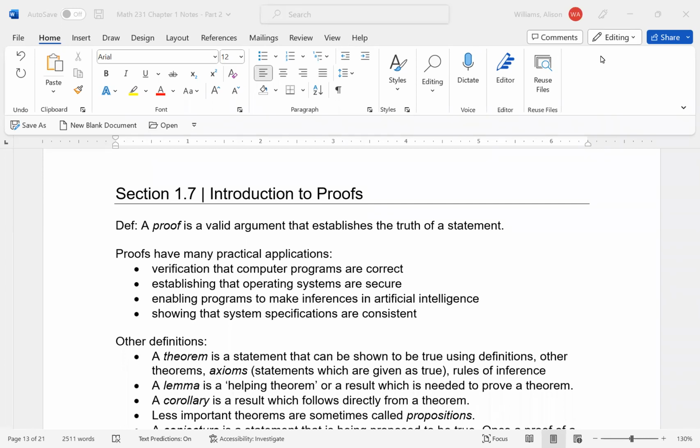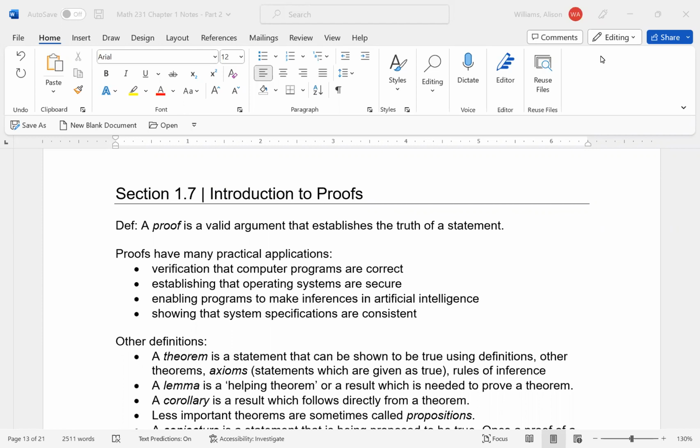So proofs are really important for computer science. And in fact, I went ahead and listed some of the applications. It helps verify programs are correct. It establishes operating systems are secure, enables programs to make inferences with artificial intelligence, and shows that system specifications are consistent. So just a few applications of proofs and why you're being taught them.